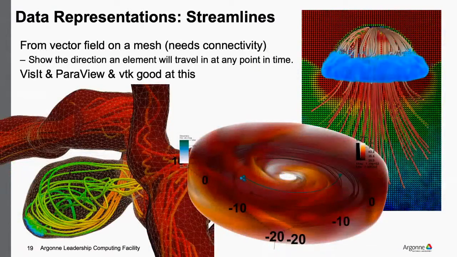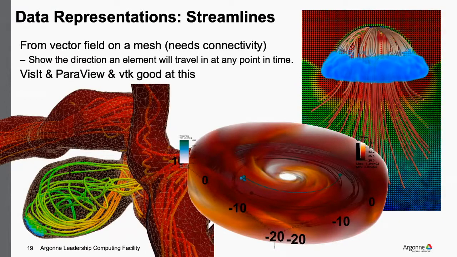Streamlines are a representation where this is essentially vector data, and it needs to be data that's on a mesh, right? So that it has some connectivity, because you place some seed points in the mesh, and then within a single time step, trace that forward. So you follow the vector field along the mesh within a single time step, and get essentially at a given time what the flow field would look like. Again, VisIt, ParaView, VTK, all good at this.